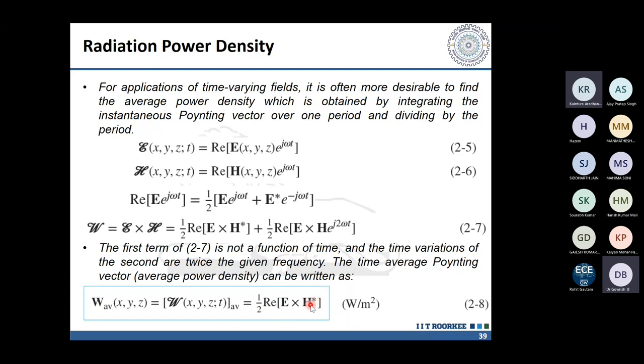Very important, very useful analytical tool. Because if you want to calculate the average power density from the instantaneous values, from sine expressions, it becomes extremely tedious. I have tried it and it becomes very tedious. But if you know the phasors, life becomes very simple. You take half the real part of E cross H conjugate, and you automatically get the average power density. It's worth remembering this. It will be very helpful, not just in this course, but in general. Half the real part of E cross H conjugate gives you the average power density for time varying fields. Remember, E and H are phasors.